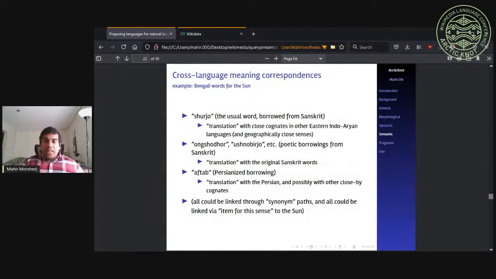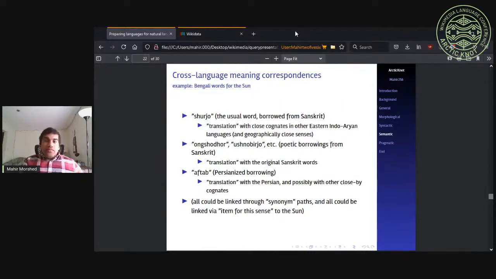And in terms of meaning correspondences, here's some examples with respect to the Bengali word for sun. So, for example, there's the regular word surjo, which is borrowed from Sanskrit, and we might attach it via translation to close cognates in other Eastern Indo-Aryan languages and senses that are at least geographically close. So maybe in Assamese and Oriya and Bhojpuri, which are close-by languages, for basically the same etymologically similar word. There are of course other words. Poetic borrowings from Sanskrit, Ongshadhor, Ushnabirja. They're not very well used, but they do exist in literature and things like that.